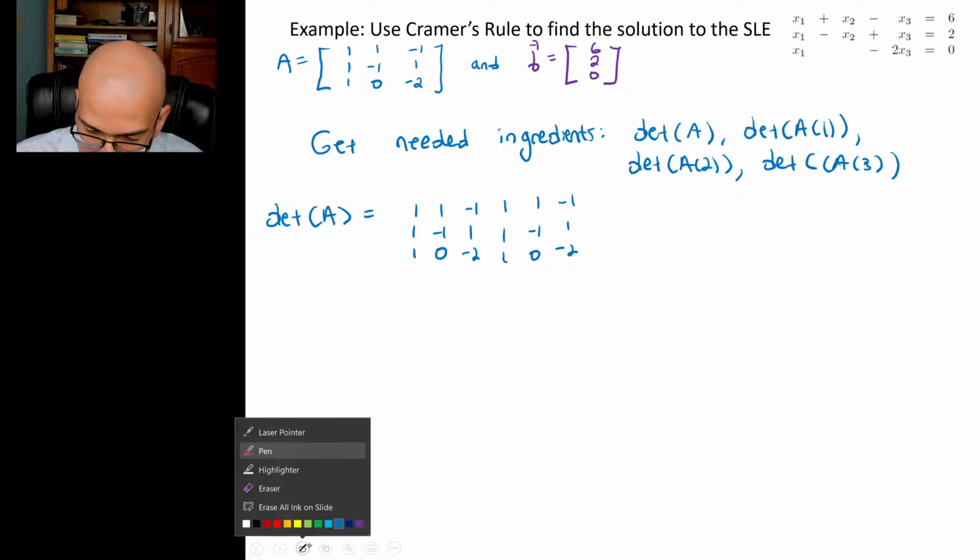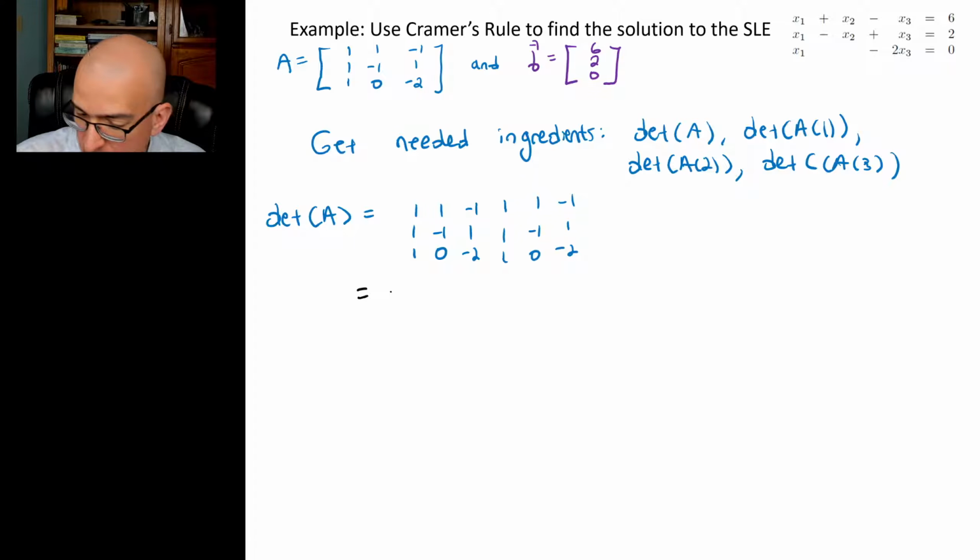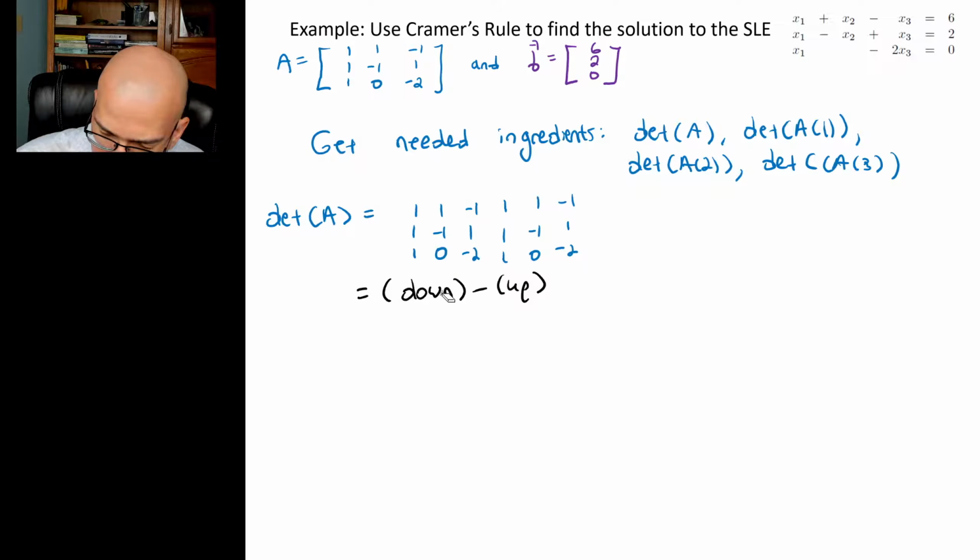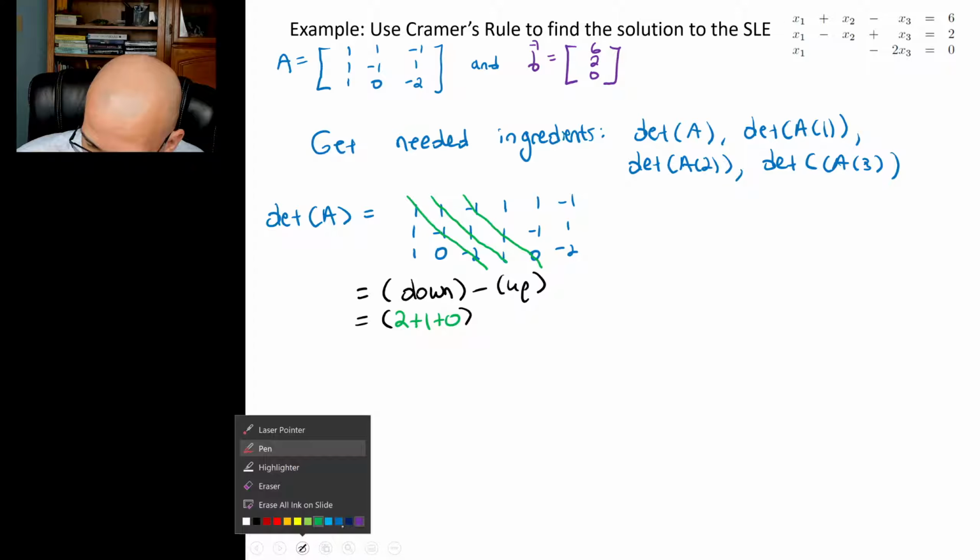Okay, and then our determinant will be down products minus up products. So the first down product, we're going to have 1 times 1, or 1 times negative 1 times negative 2, which is positive 2. Then we'll have 1 times 1 times 1, which is 1. And then we'll have 0, minus the up products.